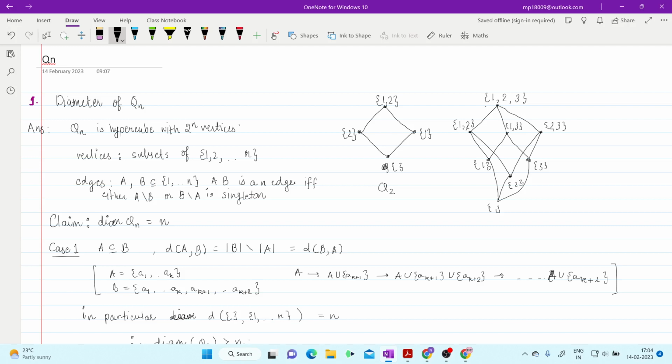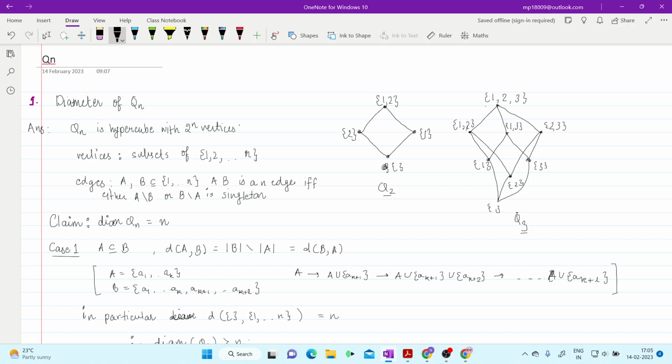On the right-hand side you can see I have drawn Q2 and Q3. There are four subsets of the first two natural numbers, and we see the empty set is connected with the singleton set, and the singleton element 2 is connected with {1, 2}, but the empty set is not connected with the complete set {1, 2} because the difference of these two sets is not 1. So this is Q2. Similarly, we can draw Q3.